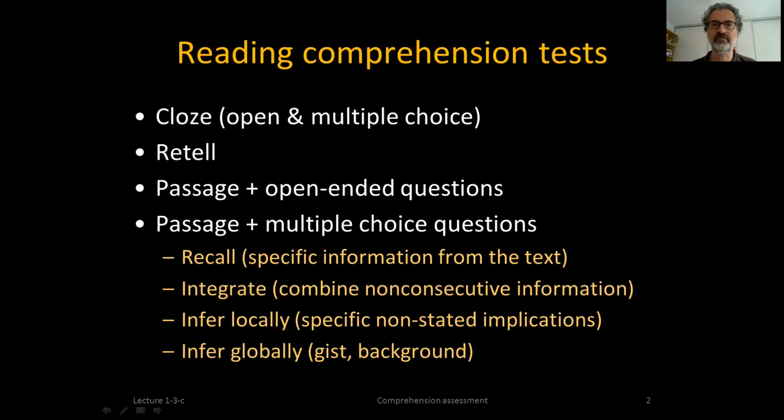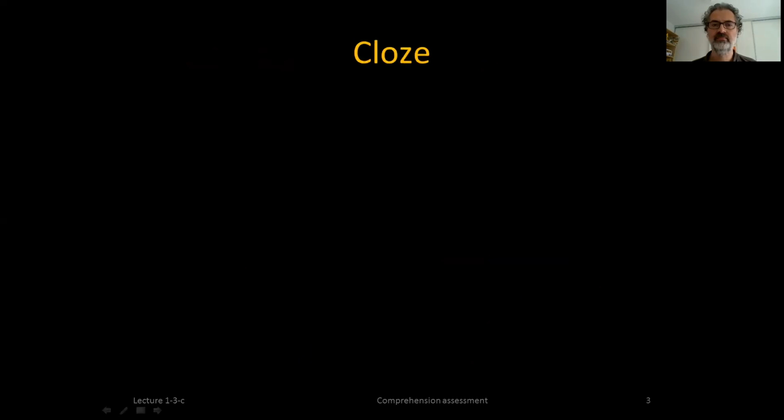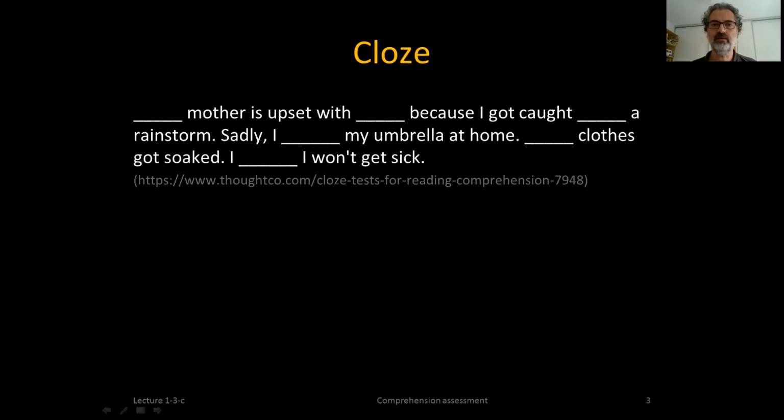Let us now look at some examples. Cloze tests are often made by removing every fifth or seventh word from a passage, like in this case. And you can see that some of the missing words are pronouns, others can be prepositions or verbs. And the knowledge required for filling each of these in can be quite different.